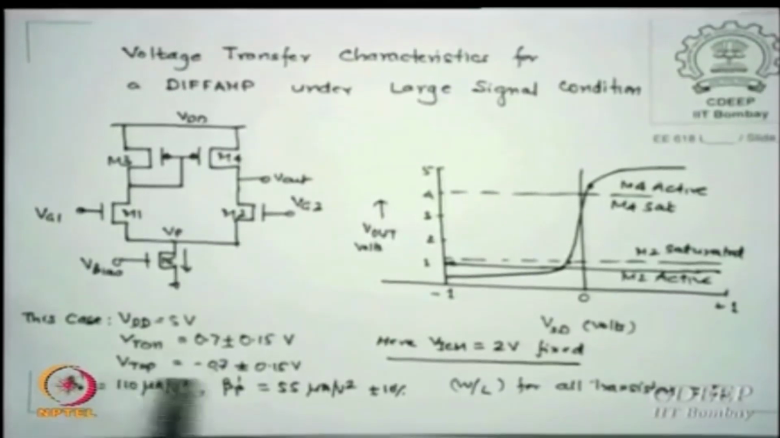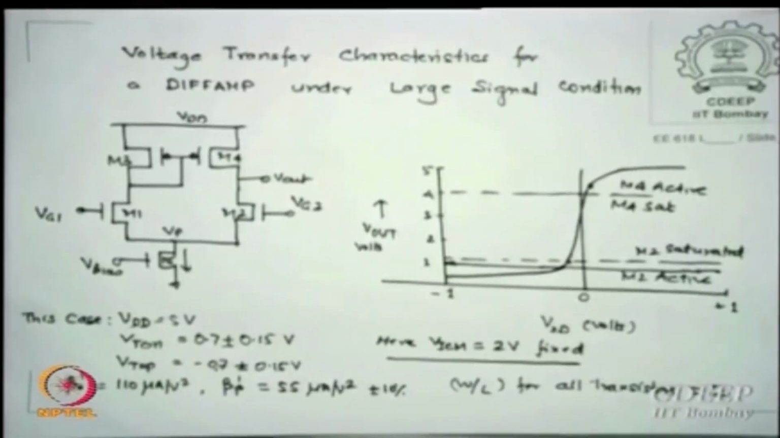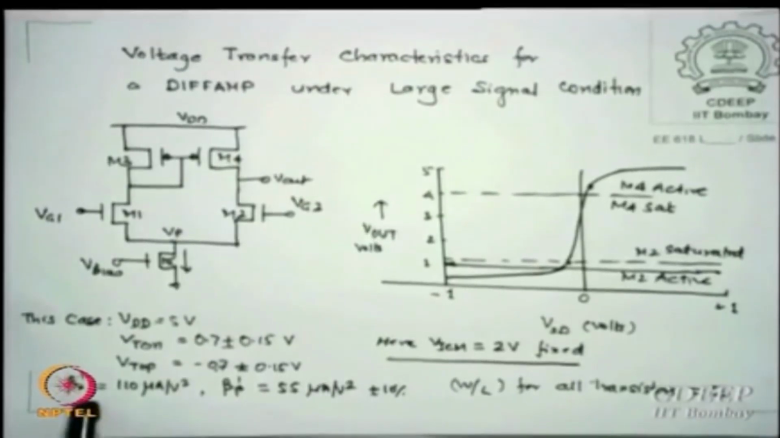Similarly VTOP will be, assuming right now we are using the same, many technologies allow that, minus 0.7 plus minus 0.15, and for this 0.35 micron technology you can use beta and dash, which is mu and Cox. This data of course I will provide you, whichever technology file I will use, the data will be coming from that technology file. Okay.